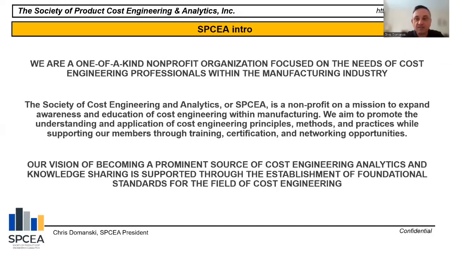So SPCEA stands for Society of Product Cost Engineering and Analytics. Keeping in mind, cost engineering to us is not necessarily engineering per se, but engineering your company's and your products' cost structure for profitability. But as an organization, you can see on the screen the mission. We basically want to expand awareness and education of cost engineering within manufacturing. We aim to promote an understanding and application of cost engineering principles, methods, and practices, while supporting our members through training, certification, and networking opportunities. We want to be the preeminent source of cost engineering analytics and knowledge sharing.